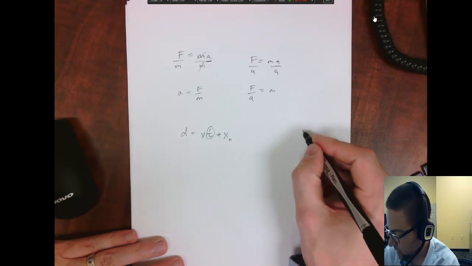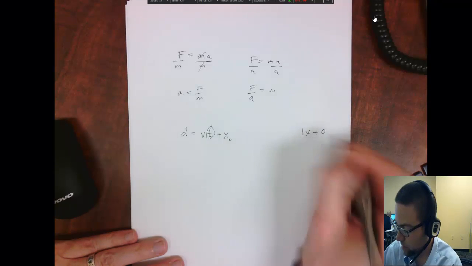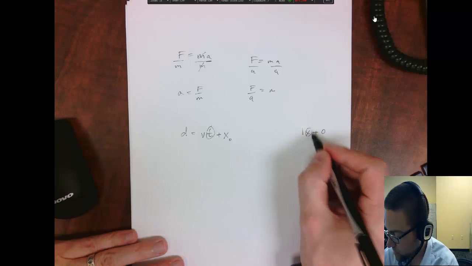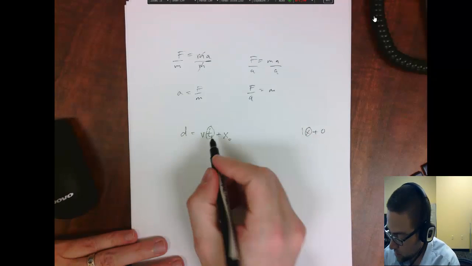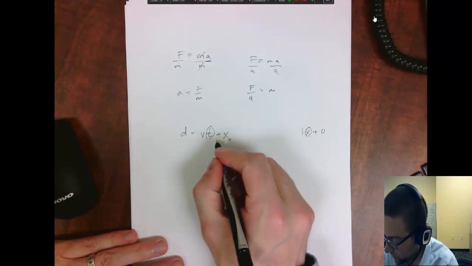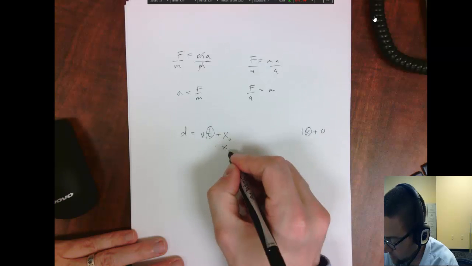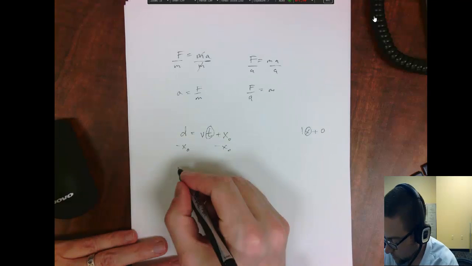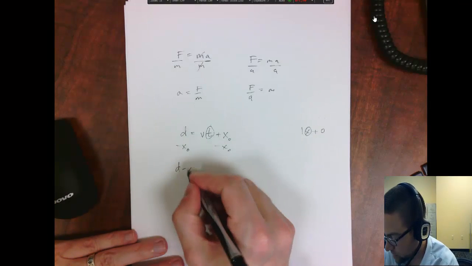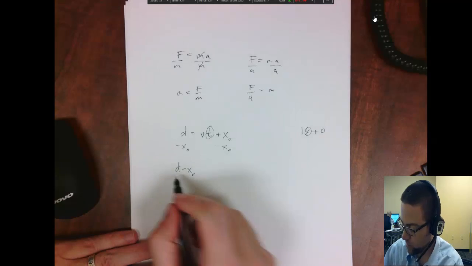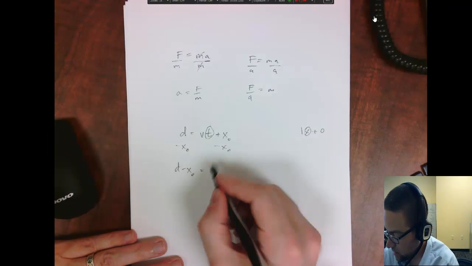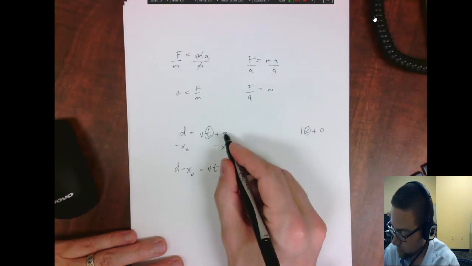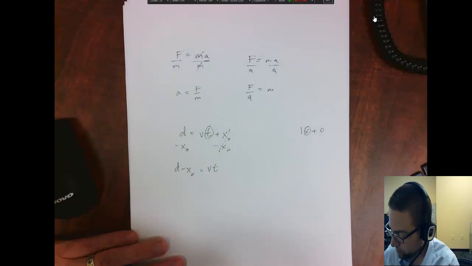So I want to kind of get to this thing again, 1x plus 0, where this is my variable I'm solving for. So here I want to get rid of the x0, so I'm going to subtract x0 from both sides. This is whatever number minus whatever number, so I don't know what those numbers are, so I leave them as that, d minus x0, and then vt. So this minus this is 0, it goes away.